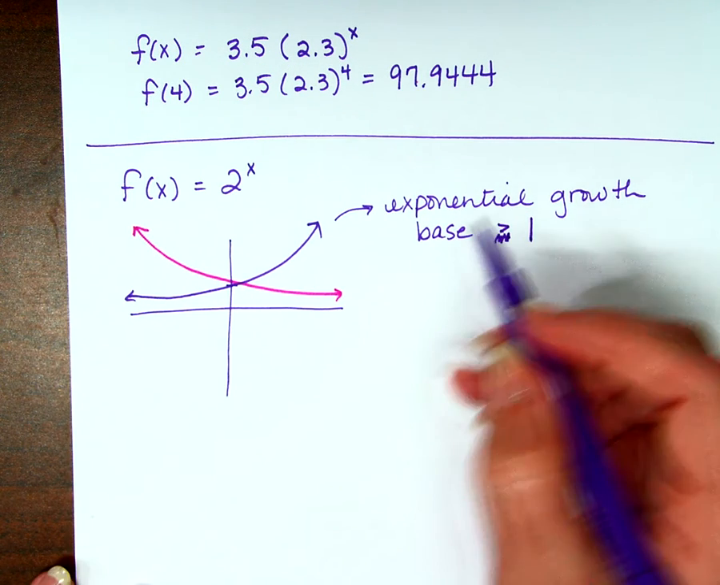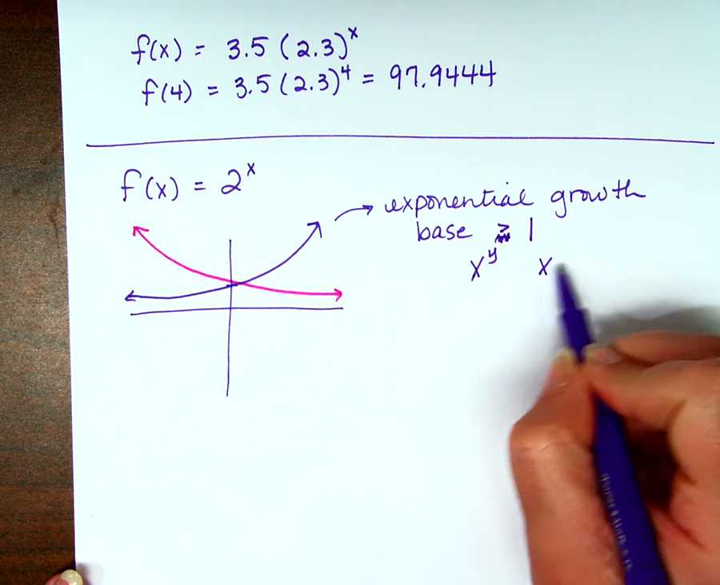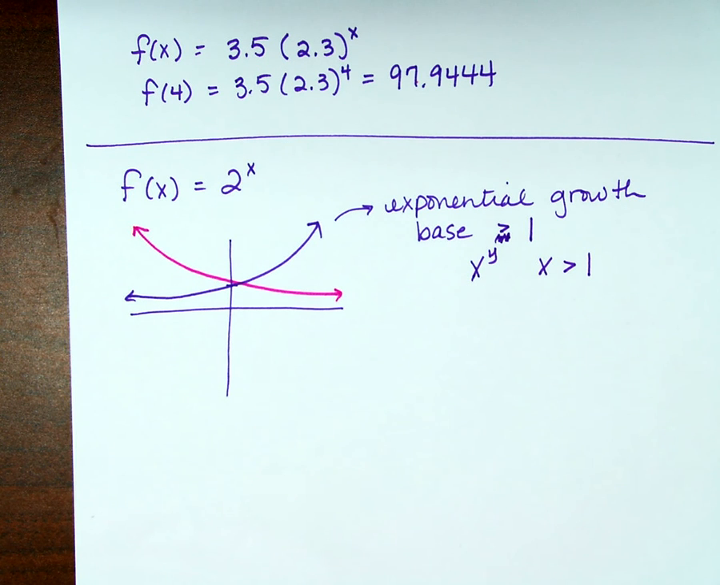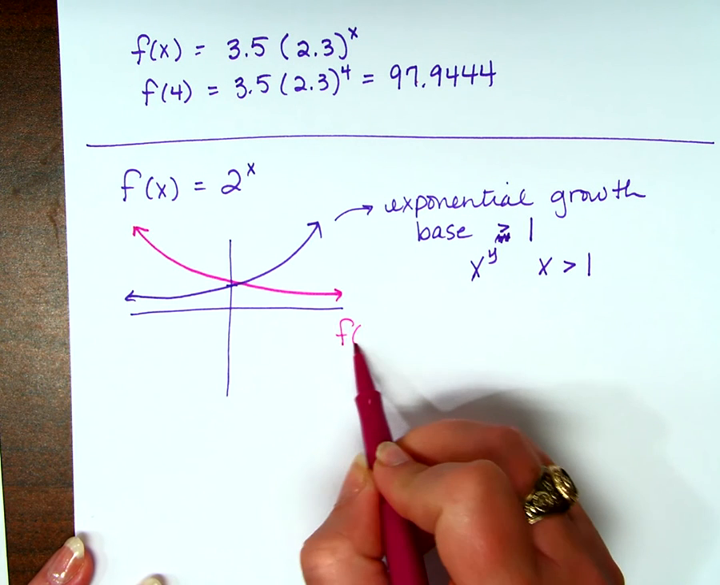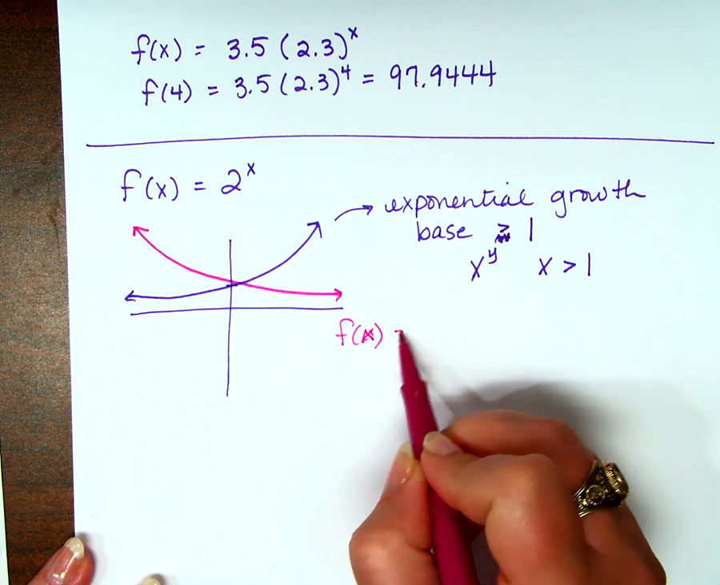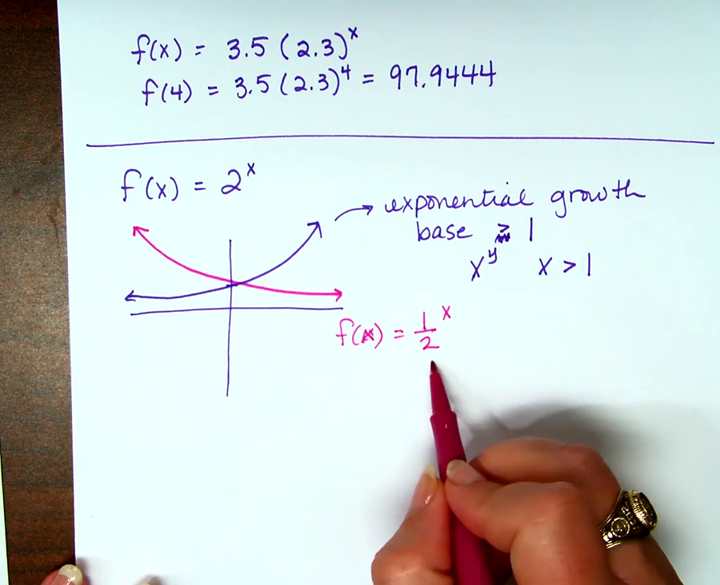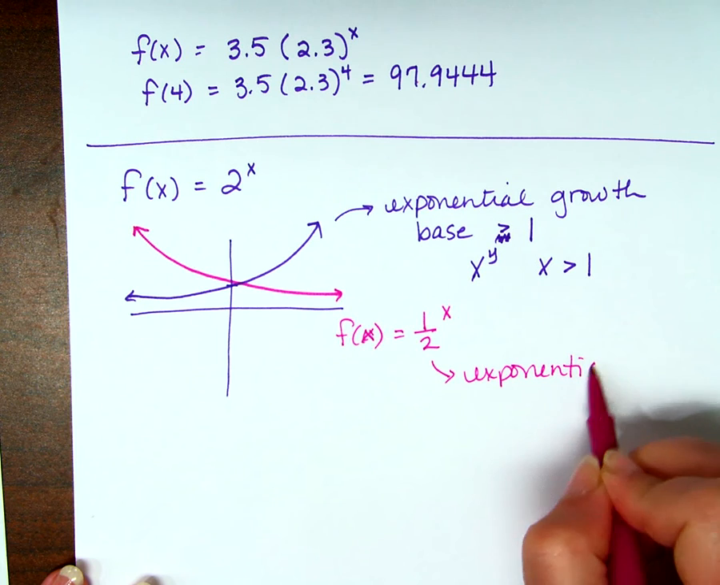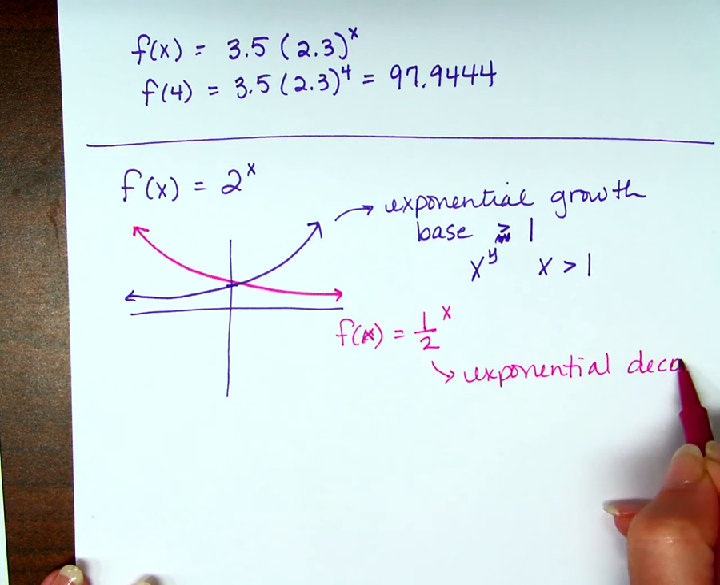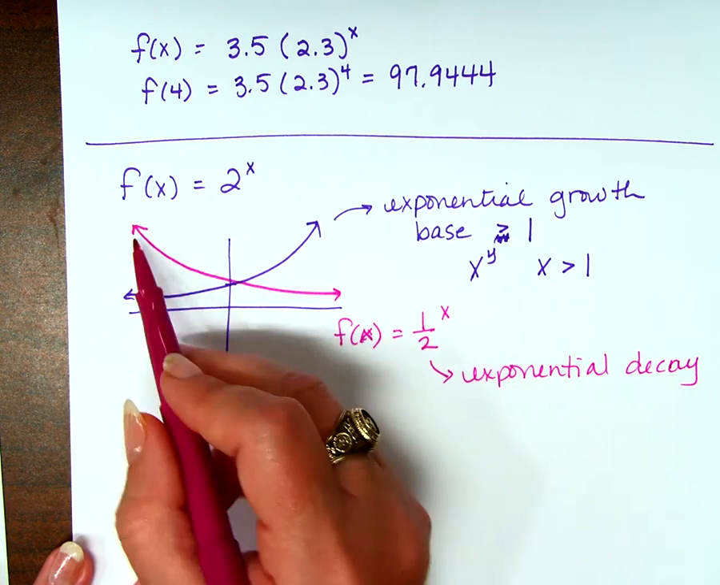Okay? So maybe it's b to the x power. Well, b has to be greater than 1 for it to be exponential growth. Does that make sense? This other graph down here would be f of x equals 1/2 to the x power. And this is called what? Do you remember? Exponential decay. And do you remember why it's exponential decay? It is decreasing from left to right.